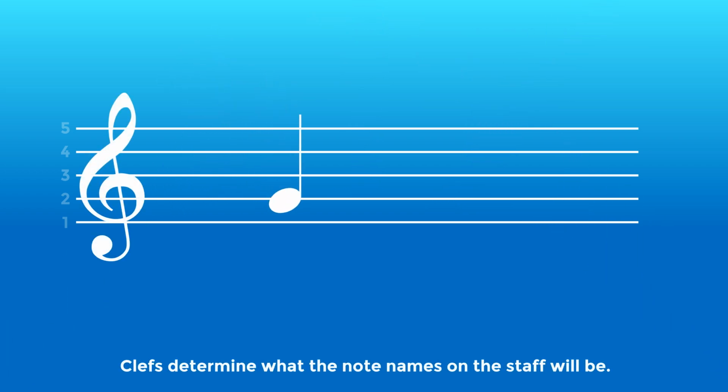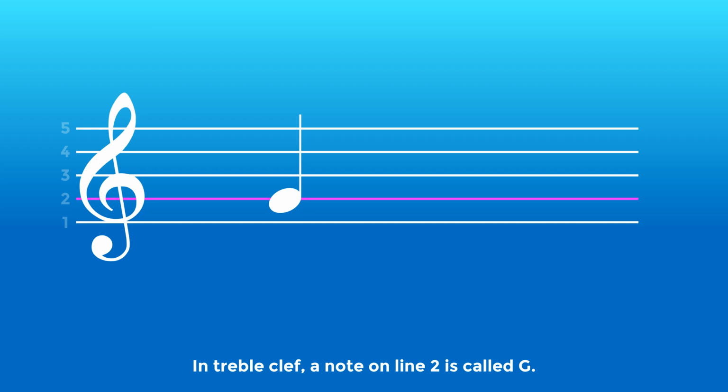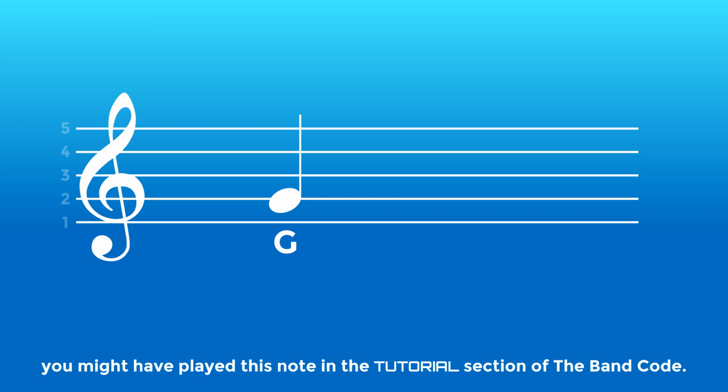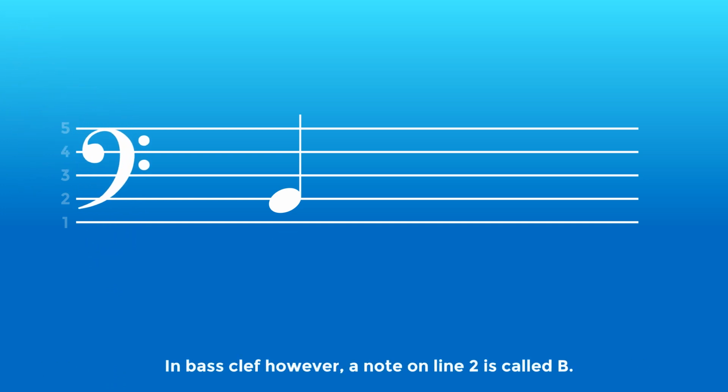Clefs determine what the note names on the staff will be. In treble clef, a note on line 2 is called G. If you're a treble clef reader, you might have played this note in the tutorial section of the band code. In bass clef, however, a note on line 2 is called B.